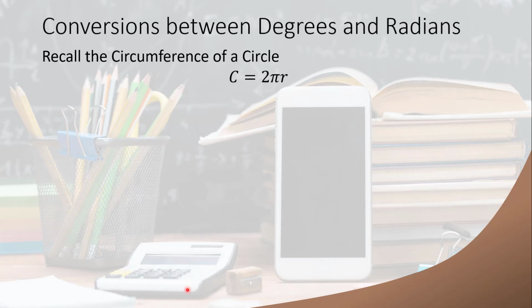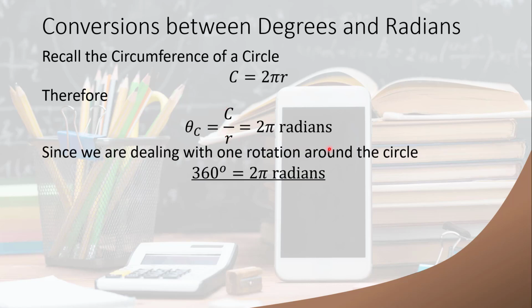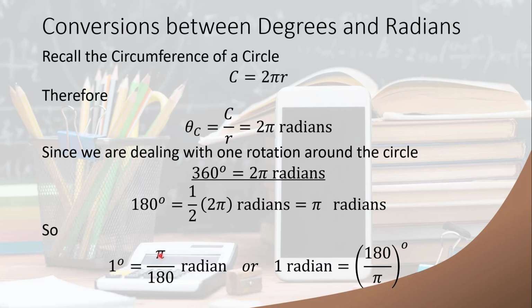Okay, so how do we convert between radians and degrees? Well, if you recall, the circumference of a circle is 2 pi r. Therefore, the angle for 1 rotation of a circle is C over r, which is our definition for radians, which is 2 pi radians. Well, that happens to be equal to 360 degrees, and this is how we get our conversion. As a consequence, 180 degrees is equal to pi radians. With that, we can get our conversion. 1 degree is equal to pi over 180 of a radian, and 1 radian is equal to 180 over pi degrees.